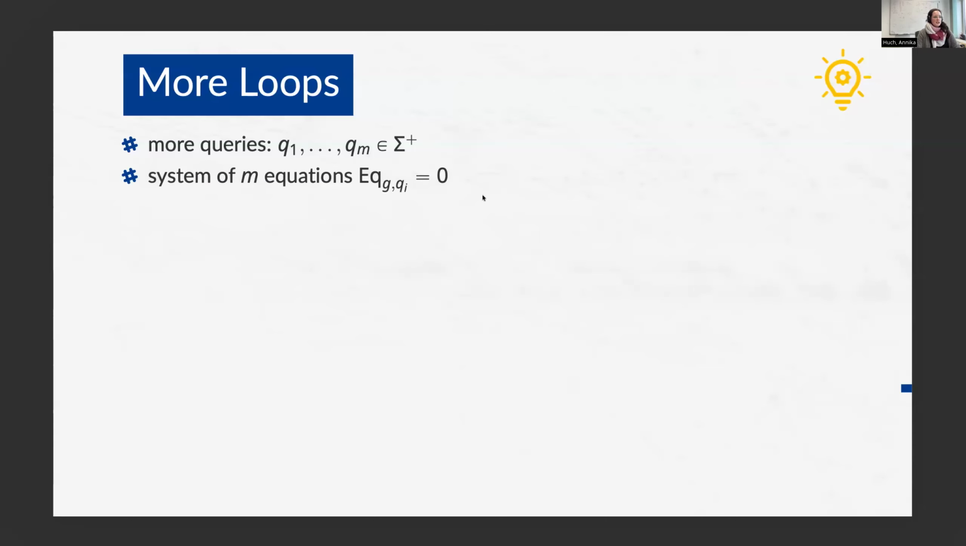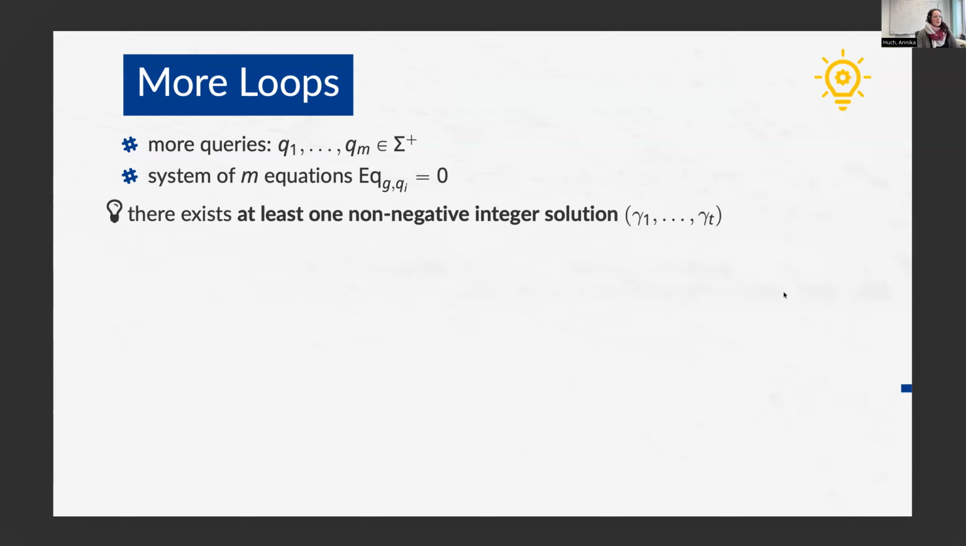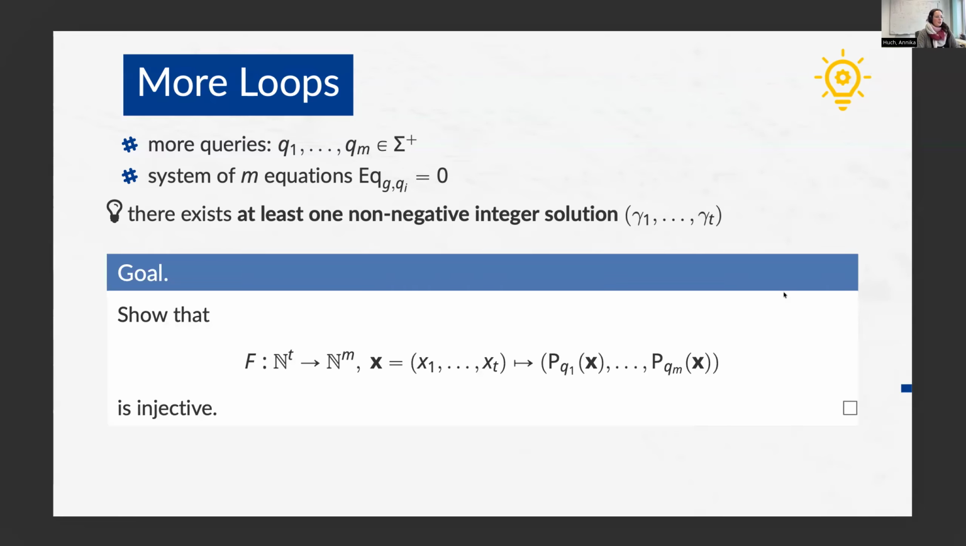So we started with more loops, so we might probably ask more queries. We have a larger system of m equations. But the thing is, we know, as I said before, that there exists at least one non-negative integer solution. So we know that there is a solution, which translates the problem to showing that this map here is injective.